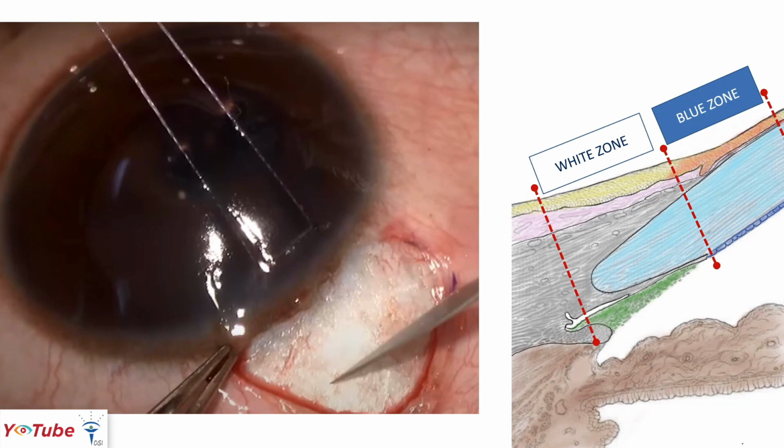So this is a picture from a trabeculectomy surgery being done after the conjunctival peritomy is completed. Note the blue zone here in this area. Now a 1 millimeter zone beyond this blue zone is the white zone, and this is where the trabecular meshwork and the Schlemm's canal lie.